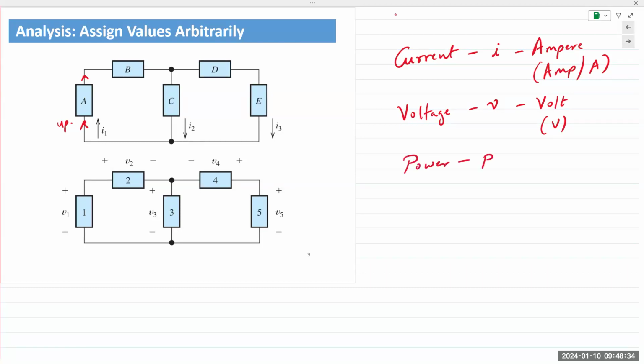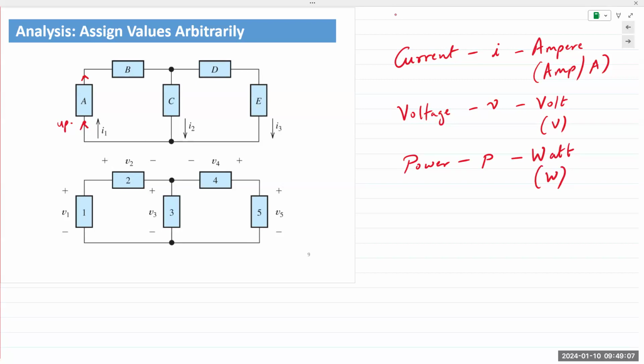Power is noted with P, and the unit for power is the watt, named after James Watt, noted by W. Sometimes this also gets confusing because energy has the same letter, but we'll cross that bridge later.